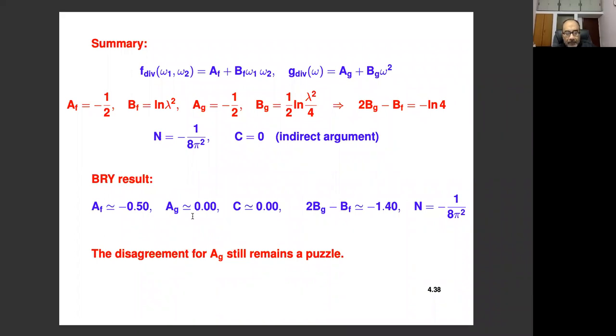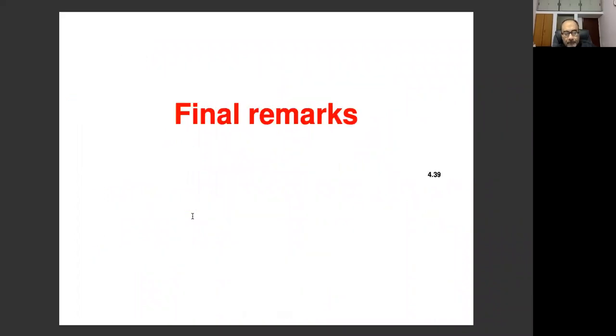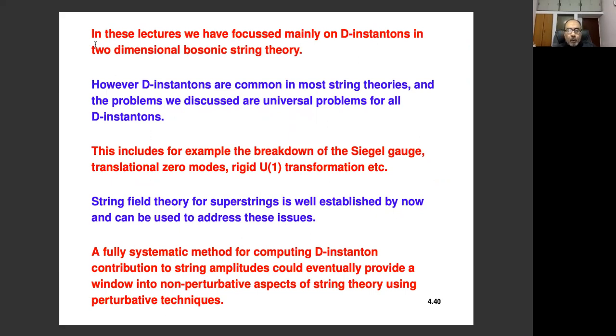So with this, I'll come to the final remarks. In these lectures I have focused specifically on D-instantons in two-dimensional bosonic string theory, because that's where calculations have been explicitly done, and where results are known from comparison with the matrix model. But I should emphasize that D-instantons are common to most string theories. All type II string theories have D-instantons. Heterotic string theories don't, but typically they also have type II duals which do have D-instantons. And the problems that we discussed are universal problems for all D-instantons.